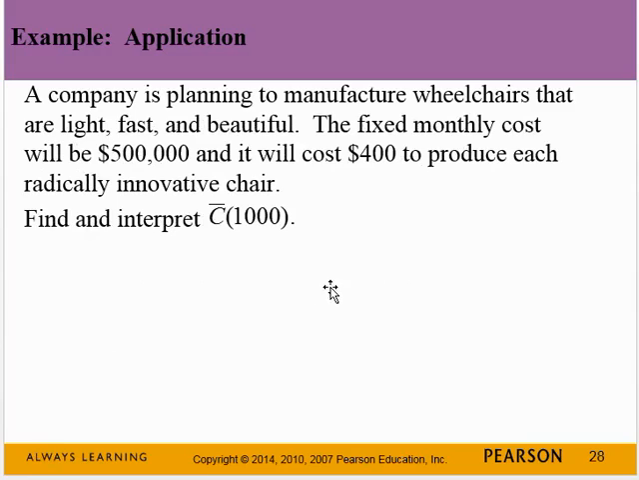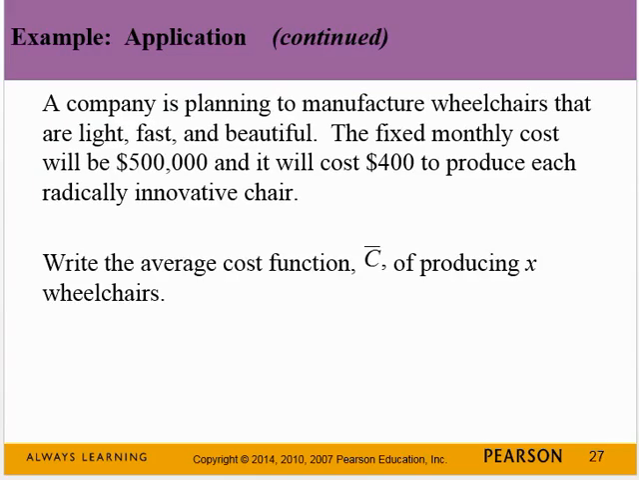The company is planning to manufacture wheelchairs that are light, fast, and beautiful, same thing we talked about before. Find and interpret C of 1,000. So that means you want to find the average if they sell 1,000 chairs. Oh, I skipped a slide. Sorry. Write the average cost function, C bar, the average of C, by producing x wheelchairs. I'm sorry, I skipped that slide.